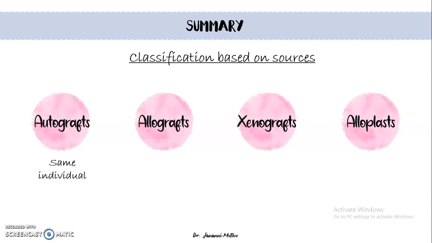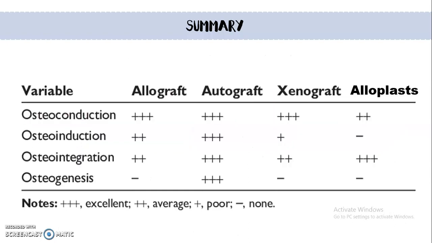Autografts are obtained from the same person. Allografts are obtained from a different person of the same species. Xenografts are obtained from different species, that is animals, and alloplastic grafts are synthetically made. Finally, this table summarizes properties and source of various grafts, which will add value to your answer in theory.